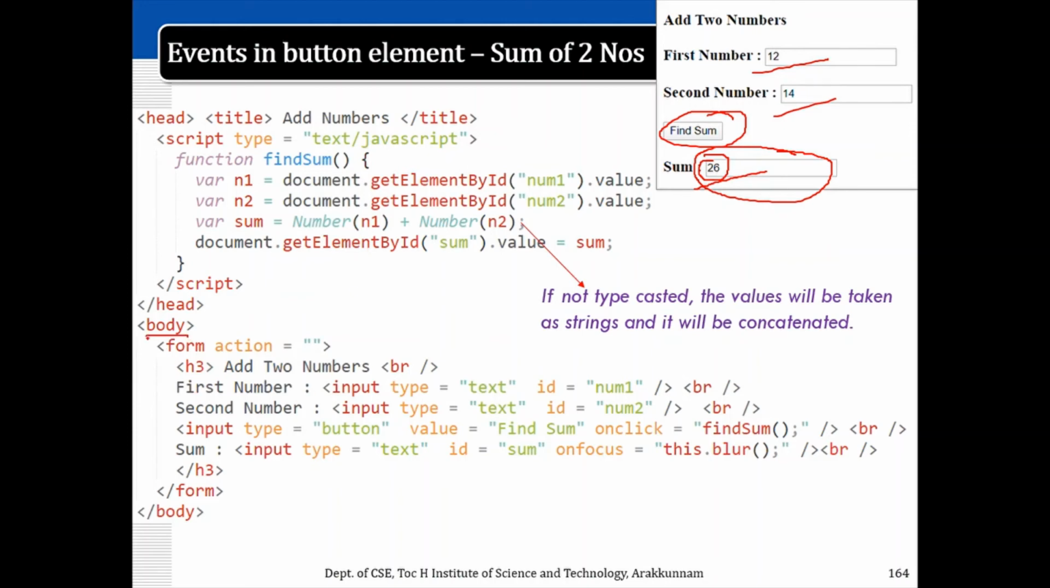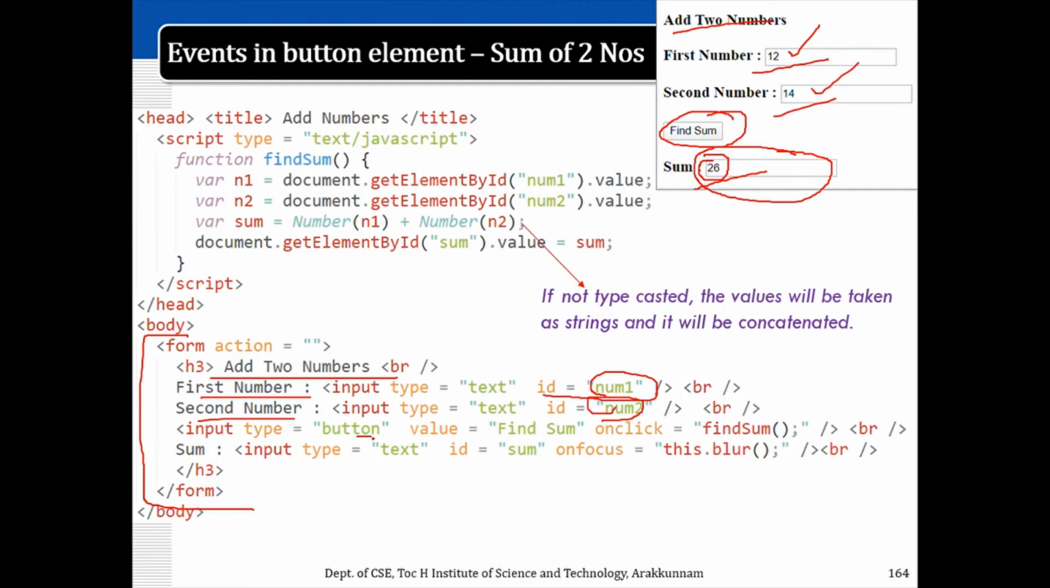So this is the form created. An H3 heading is there, add two numbers. Then first number, type is equal to text, ID is equal to num1. So this is the text box. Second number, ID is equal to num2. So this is the second text box.